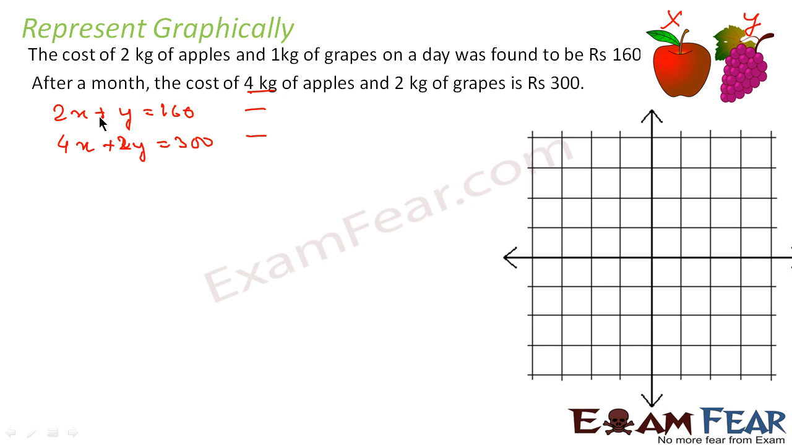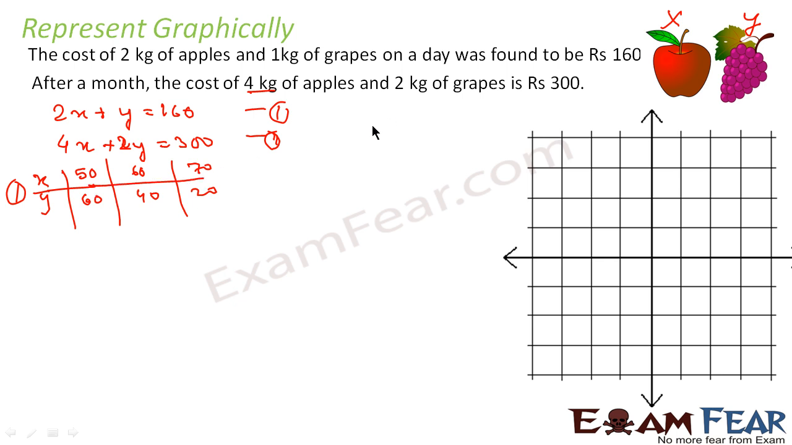Now let me draw the graph on this. So first, 2x plus y is equal to 160. We have x and y here. I'll take, let's suppose, x is equal to 50. 50 is a decent number. x is 50, this becomes 100, y becomes 60. I'll take x is equal to 60, y becomes 40. I'll take x is equal to 70. y becomes very simple, you can see also.